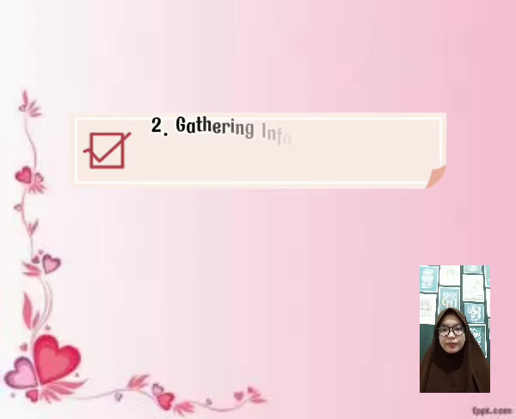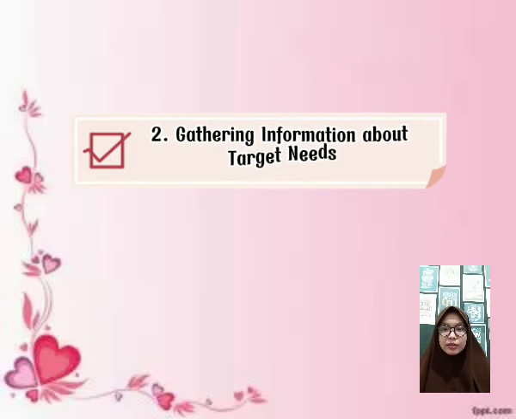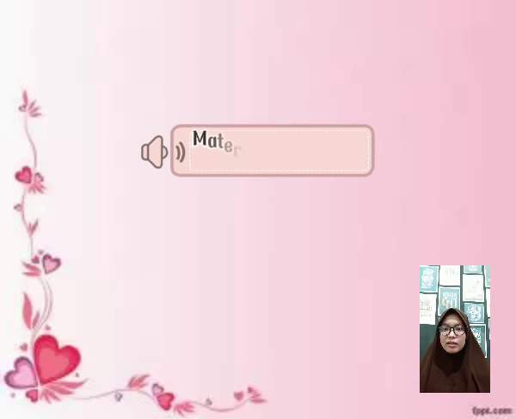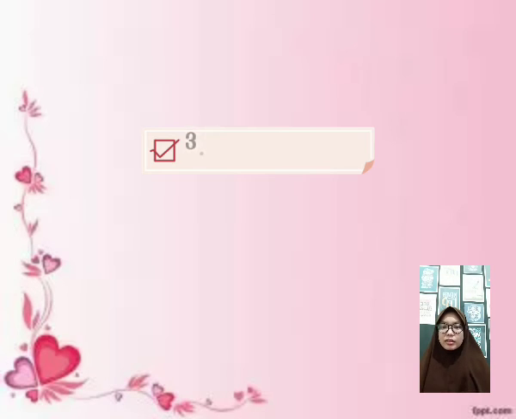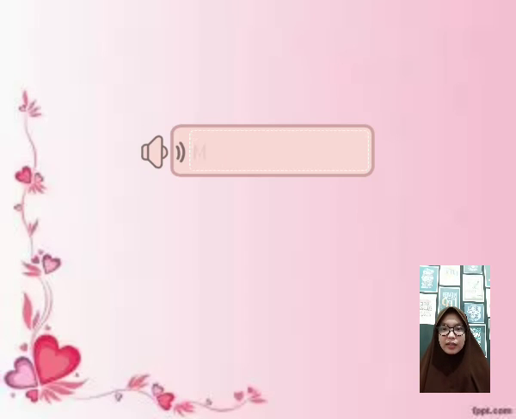The second, gathering information about target needs. Analysis of the target situation is done by asking questions about the target situation and the attitude toward the situation of a participant in the learning process. The third, learning needs to find out the lessons.